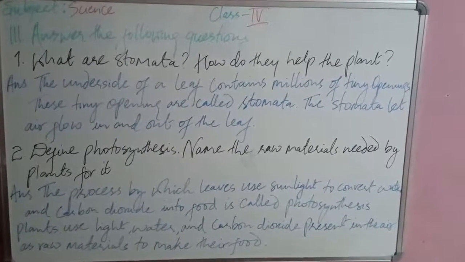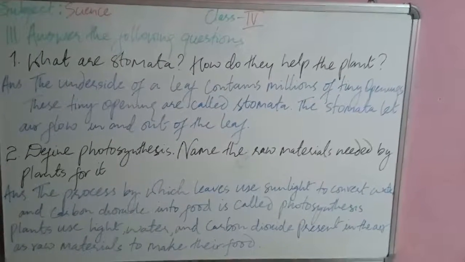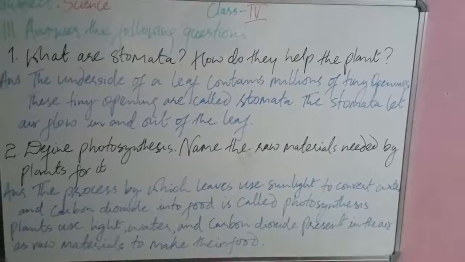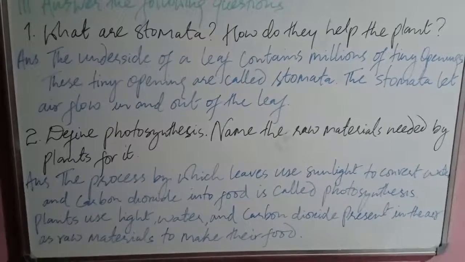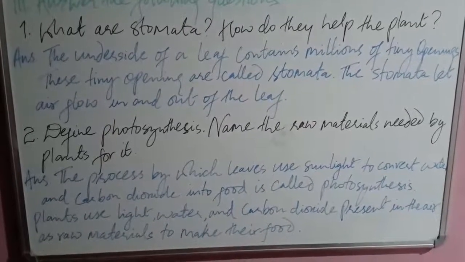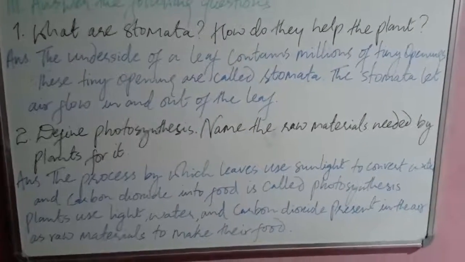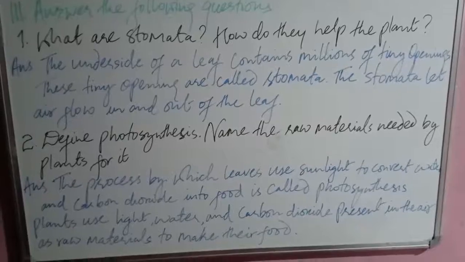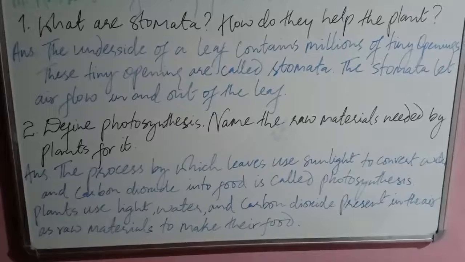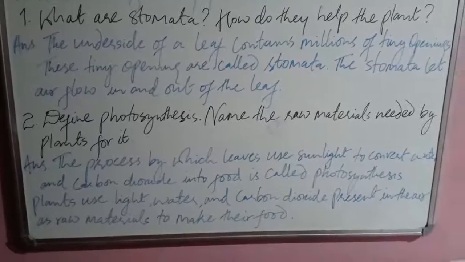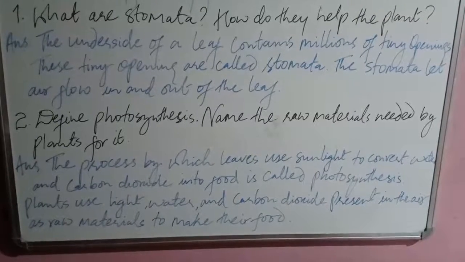After that, question number 2. Define photosynthesis. Name the raw materials needed by plants for it. So you have to write, the process by which leaves use sunlight to convert water and carbon dioxide into food is called photosynthesis. Plants use light, water, and carbon dioxide present in the air as raw material to make their food.